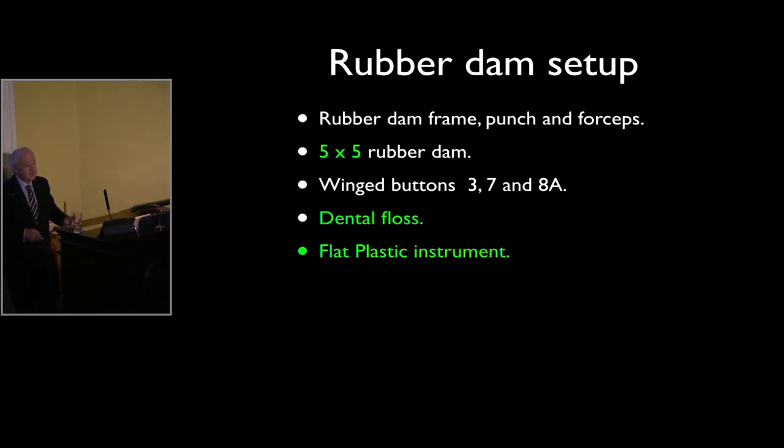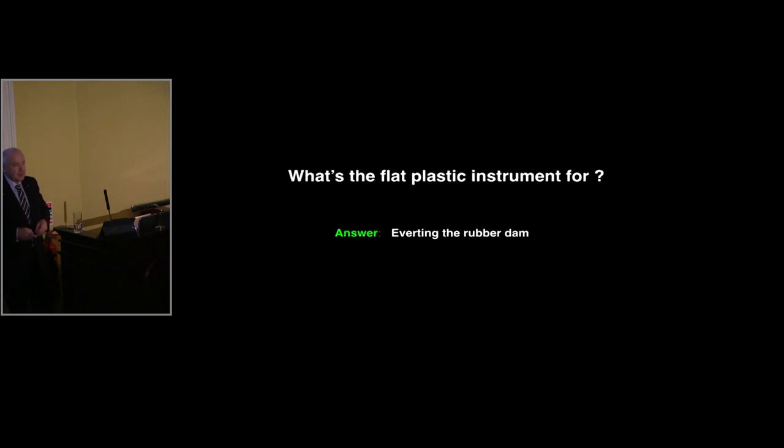And what else? Yeah, if you're trying on the rubber dam button and you don't put a piece of floss on it and it pops off the surface of the tooth, there can be a misadventure there. So you routinely tie a bit of floss around the actual button or clamp. And what's the flat plastic instrument for when you're placing a rubber dam? It's for everting the rubber dam. In other words, getting that seal around the margins of the teeth.